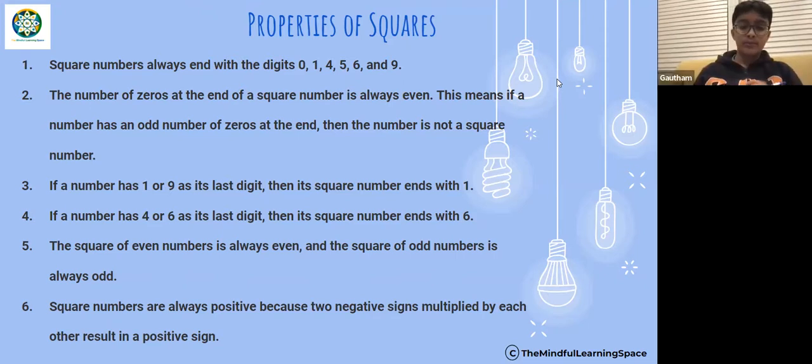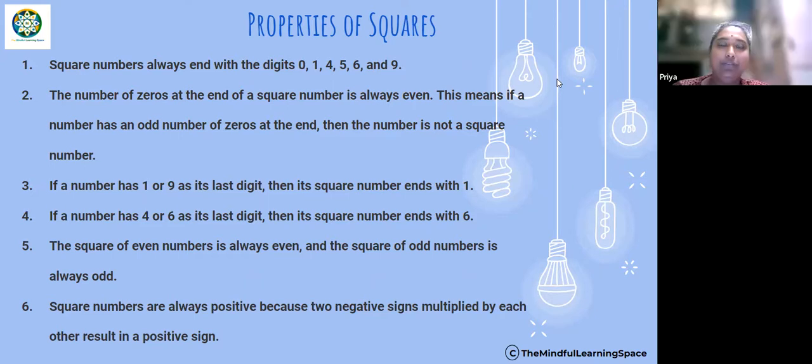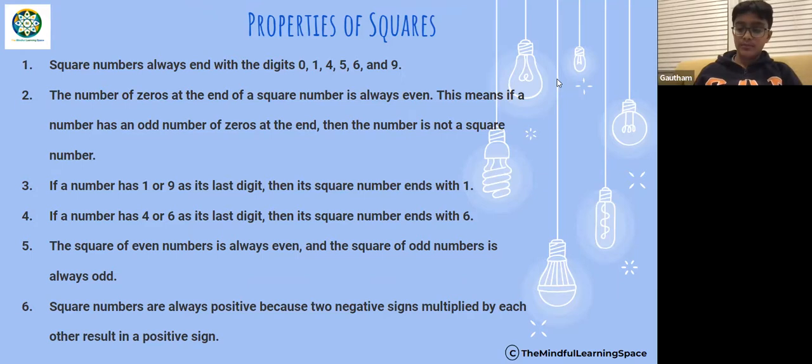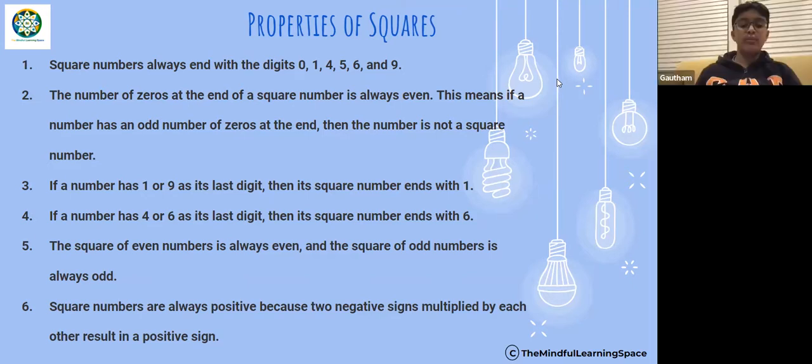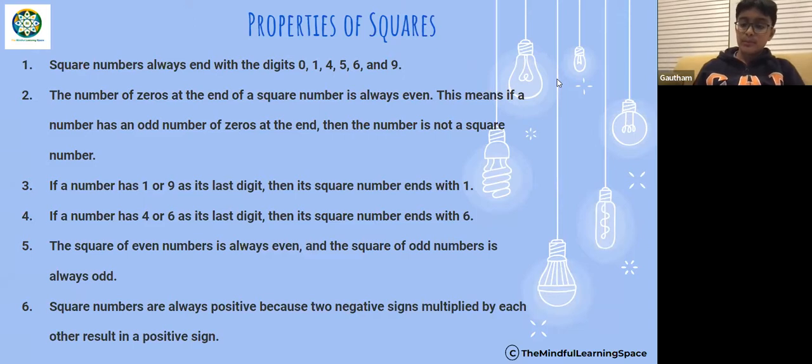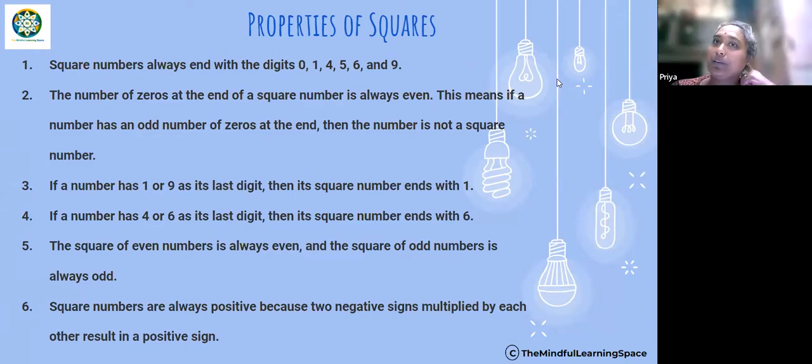49. Good job. The number of zeros at the end of a square is always even. Oh yeah, 100. Is 100 a perfect square? Yeah, it is. Can you please work out and show how it's a perfect square? 10 times 10. Is 10 a perfect square?